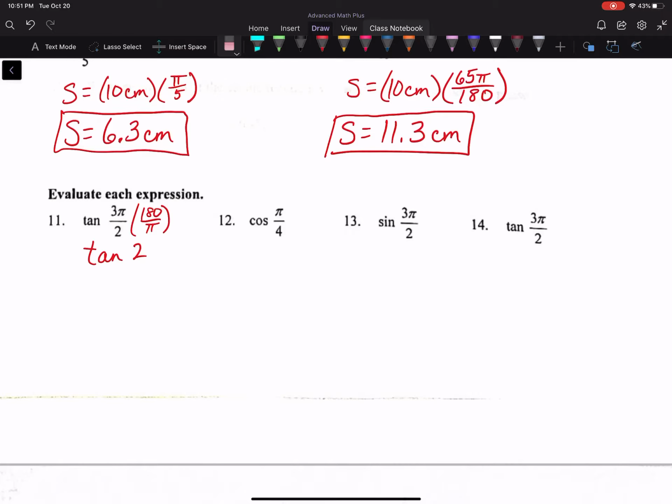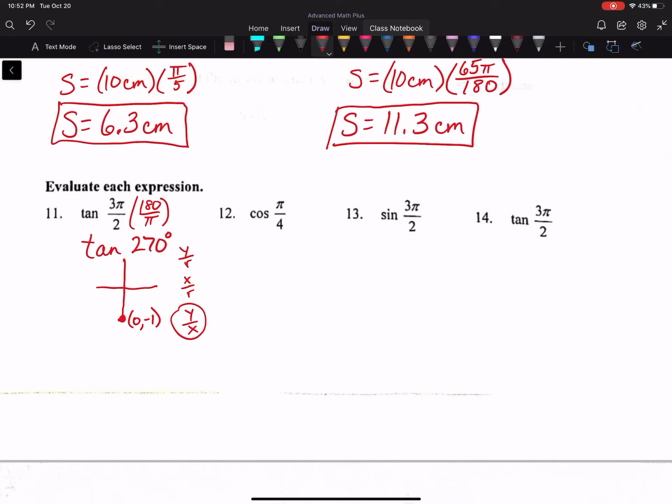And actually, I'm not going to have to use my hands on this one, because 270 is not in a quadrant. So 270 is down here. I'm going to use my unit circle. That is at (0, -1). If you remember, tangent is the one we're using, y over x. So y is -1 over x is 0. This will be undefined.